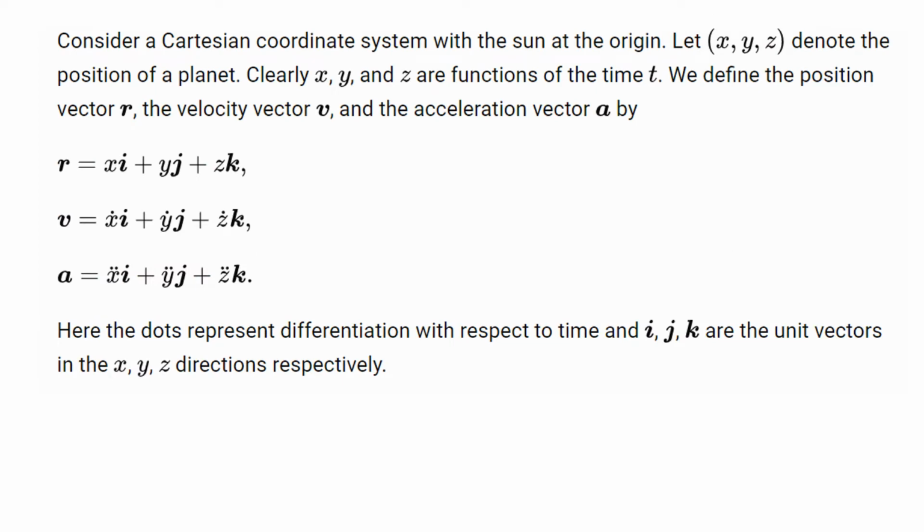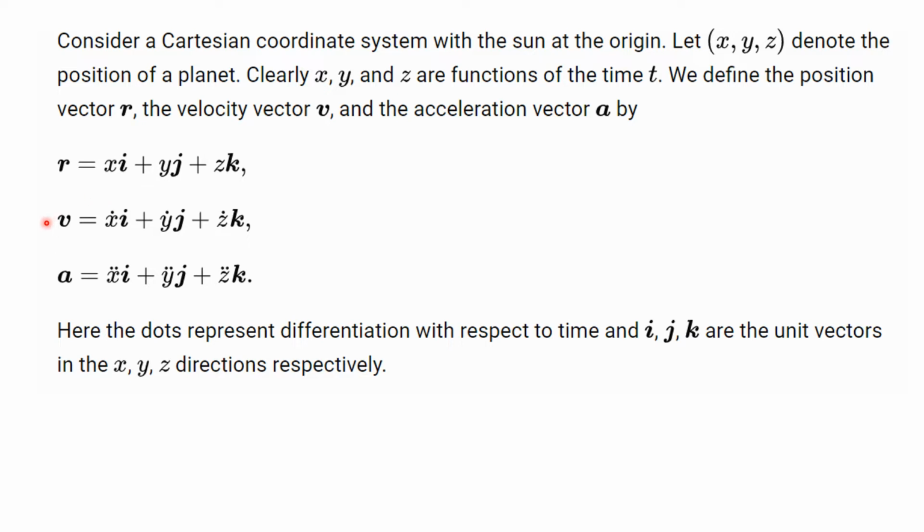Let's begin deriving them then. So consider a Cartesian coordinate system with the sun at the origin. That's important because the sun does have to be at the origin for this to work, but you can let the sun be at the origin because you get to choose the coordinate system. And you let the ordered triple x, y, and z denote the position of a planet in three-dimensional space. Now those are functions of t, so that changes over time. We define the position vector then, r, to be xi plus yj plus zk, where i, j, and k are the vectors that we know and love.